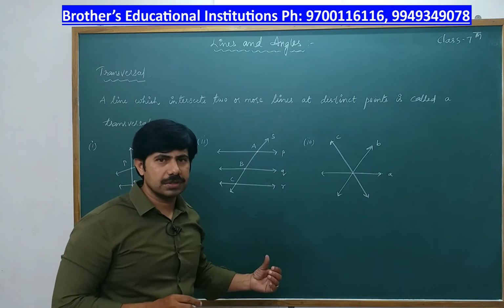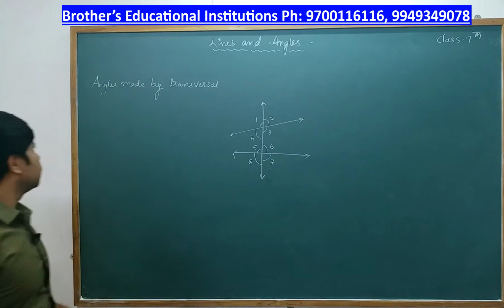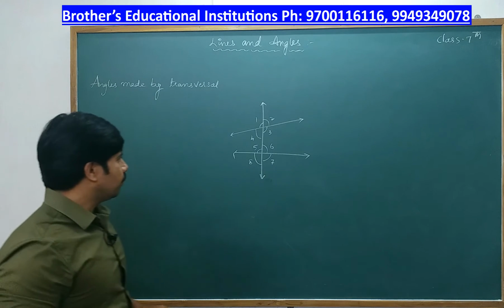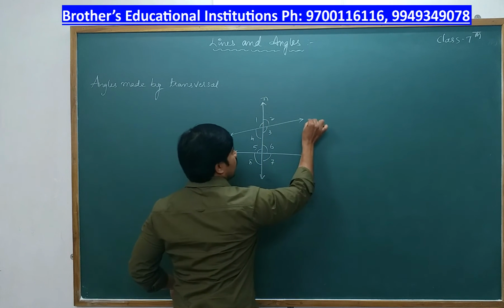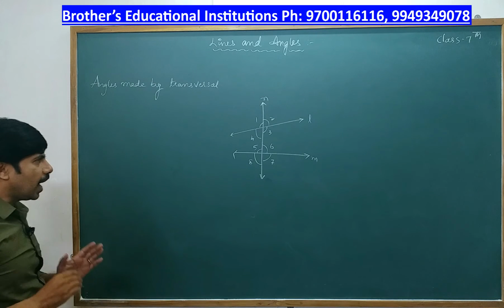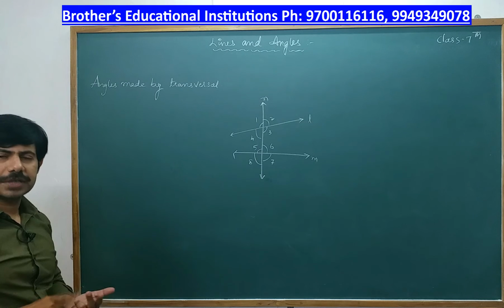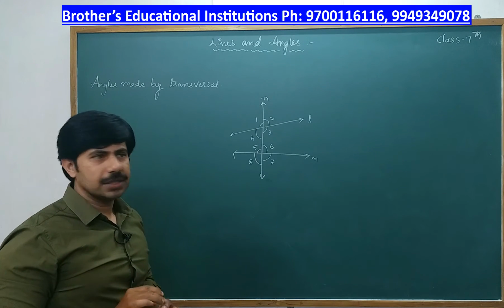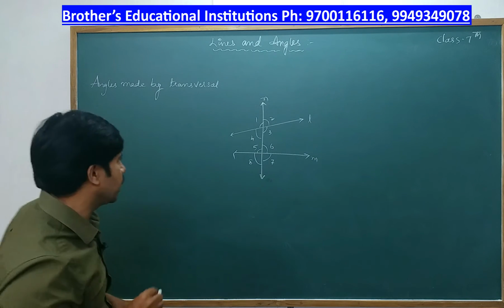Okay, so this is completed. So next concept is angle made by the transversal. See, first this is a transversal, N is a transversal, L and M are parallel lines. Okay, so now first in angle made by the transversal we have different angles. One is vertically opposite angles, corresponding, alternate. Okay, so we have different angles, but before going to that, first we write interior angles and exterior angles.